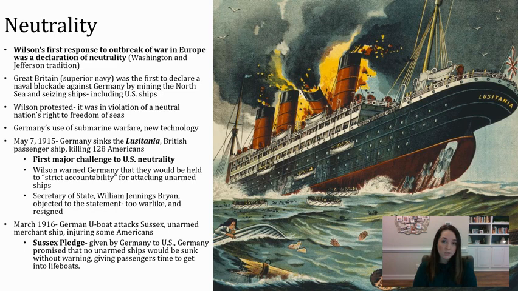Great Britain, though, is going to put up a naval blockade in the North Sea, and it's to prevent trade. Think of why the Union used a blockade to prevent the South from gaining supplies. They actually seized some American ships that were trading with European powers. Wilson's going to protest that, and again, that's kind of early in the war.